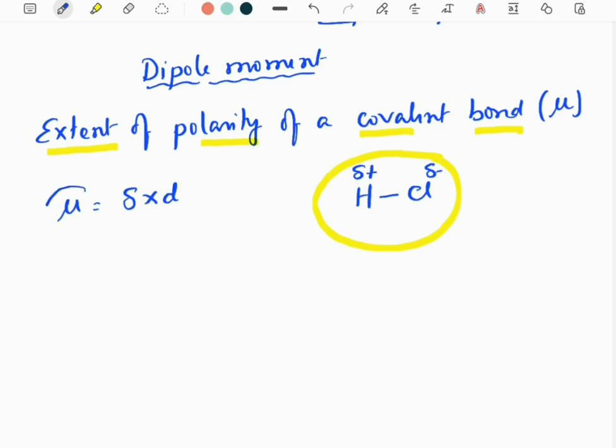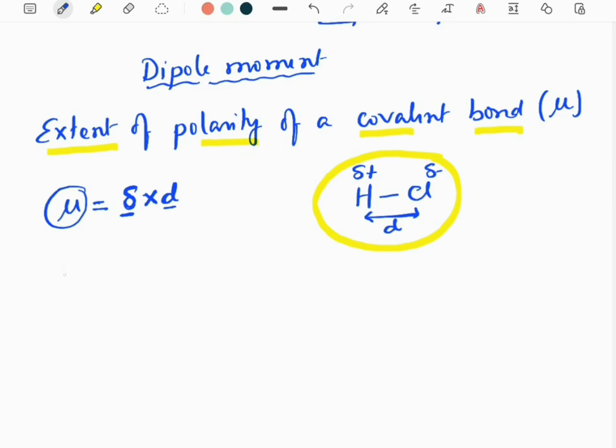and the hydrogen acquires delta plus charge. Okay, so this dipole moment mu can be calculated as delta into d, where delta is the magnitude of charge developed on any of these atoms, and d is the distance between the two charges. So we can define dipole moment as the magnitude of charge developed at any of the poles multiplied by the distance between the two poles. That is equal to the dipole moment of the molecule.